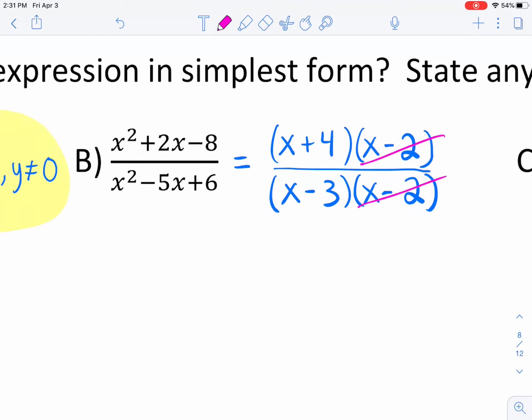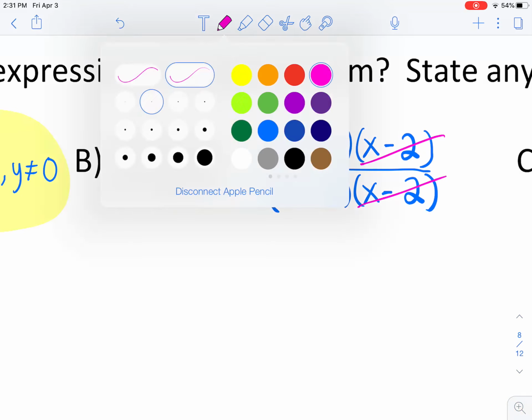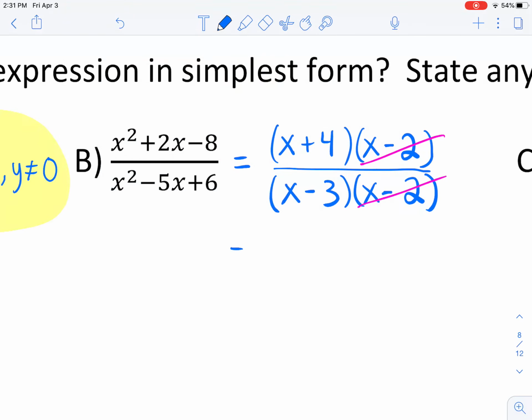There's an x minus 2, a factor of x minus 2 on both the numerator and the denominator. So if you divide x minus 2 by x minus 2, it becomes a 1. So those cancel. And we're left with x plus 4 divided by x minus 3. So that's our rational expression in simplest form.